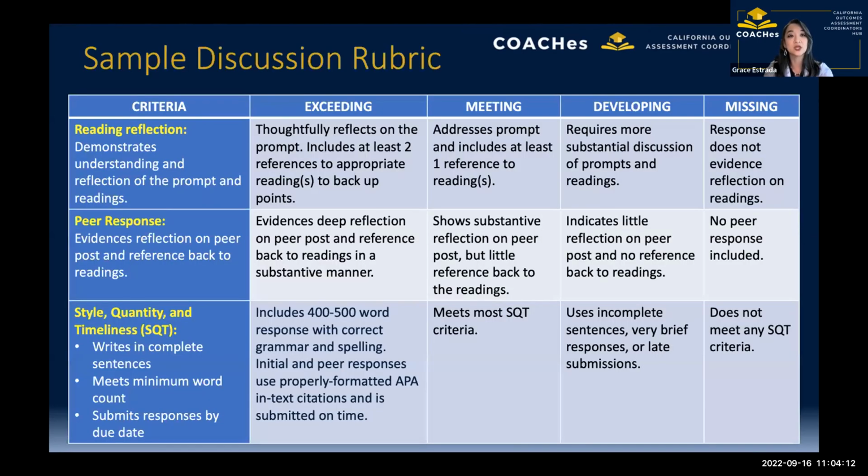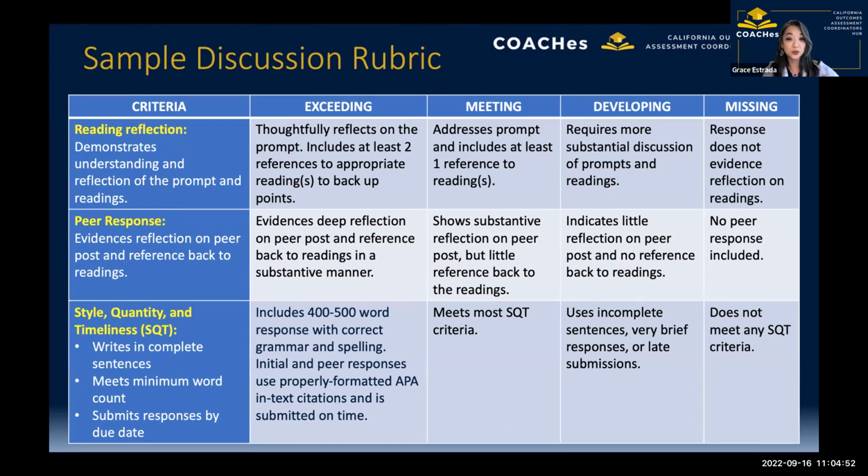This is a sample discussion rubric. As you can see, the criteria are listed on the left so that students can look, and you should be sharing these rubrics with your students, by the way. I always share them beforehand and I discuss it with them so they know exactly what my expectations are with the assignment. For example, this is for a discussion. Reading reflection demonstrates understanding and reflection of the prompt and readings. Peer response evidences reflection on peer posts and reference back to the readings. And finally, I call it my SQT: style, quantity, and timeliness. Do they write in complete sentences, meet minimum word count, submit responses by due date?